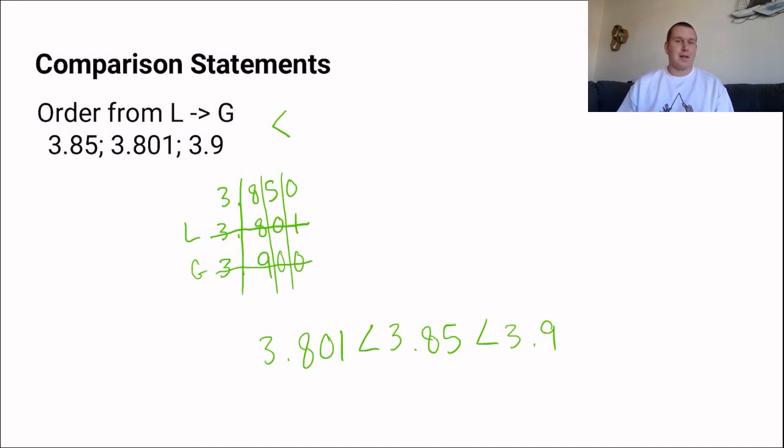Notice this time around, I didn't include the zeros. I just wanted to show you that there's more than one way to do it. I personally like putting the zeros at the end, but you can do it this way as well. So it looks like we have a good comparison statement and we're ready to move on.